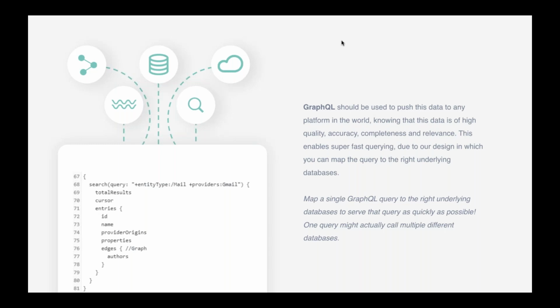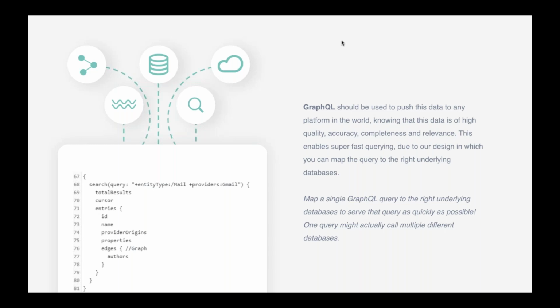So for example, if I said I wanted all mail from Gmail, and for all the entries, I want to go off and get the author, the full object of authors associated to those mails. Now, in the relational world, that's a join. In our world, that's a prepared query, so extremely fast. You could probably imagine what happens if I start wanting the companies that those authors work at and what employees also work at that company.